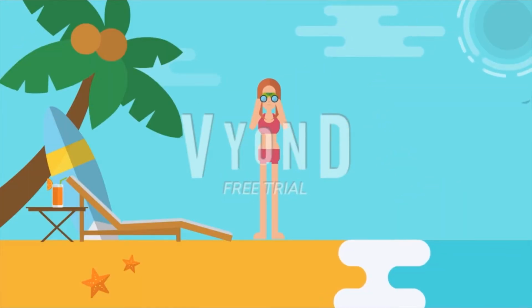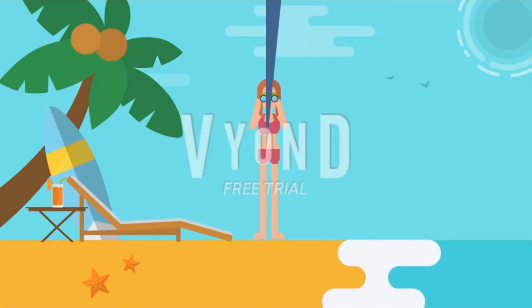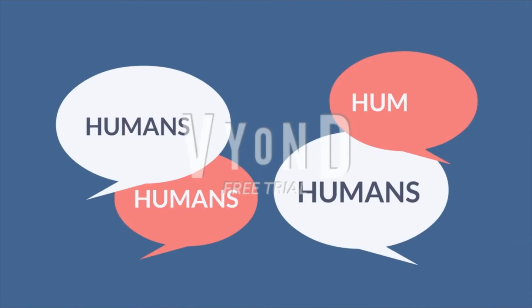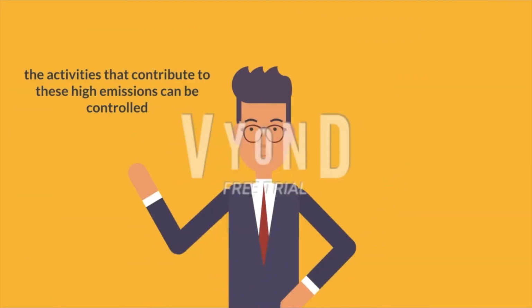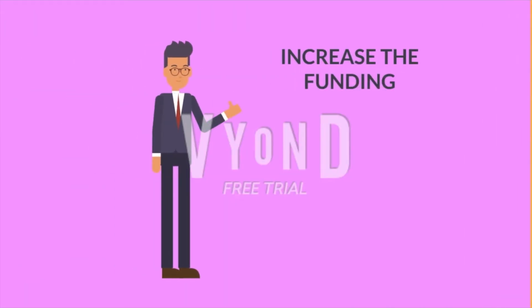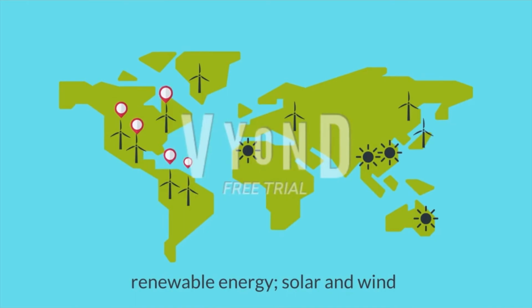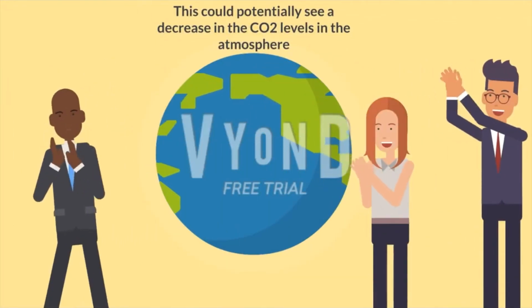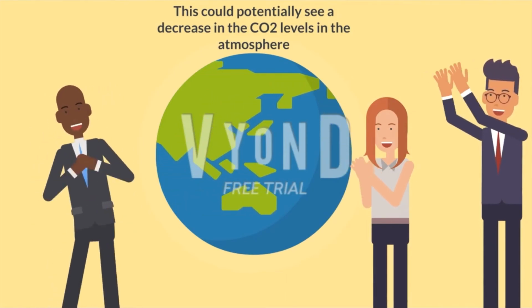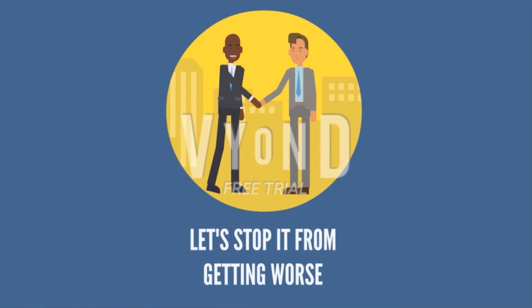Even though the side effects of increased CO2 levels are already being seen in our oceans, the effects are not irreversible. Humans are the main cause of high atmospheric CO2 levels. However, the activities that contribute to these high emissions can be controlled. Reducing the use of fossil fuels and increasing the funding for more renewable sources of energy such as solar and wind could potentially see a decrease of CO2 in the atmosphere. At the least, however, it could stop climate change from getting worse.